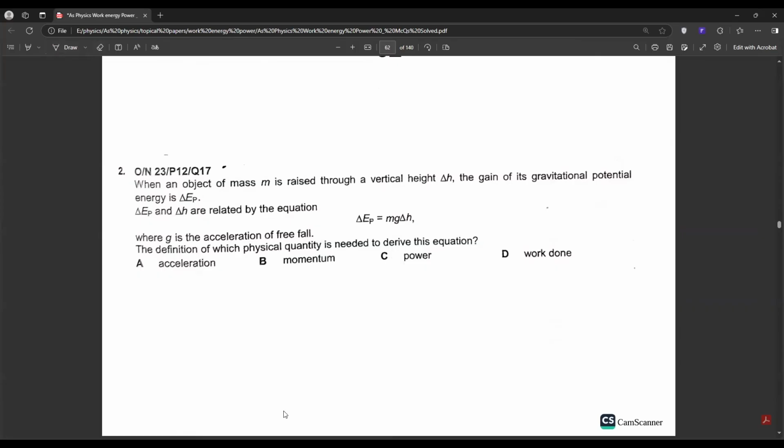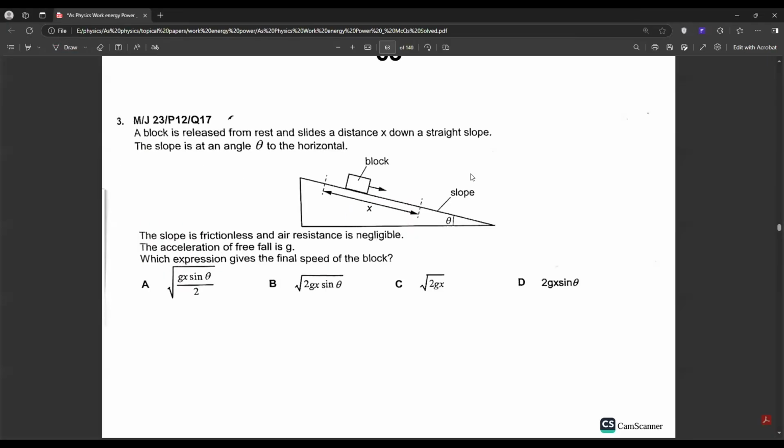Let's see this. The definition of which physical quantity is needed to derive this equation? Do you remember the derivation of this equation from the notes? We derive this equation using the formula of work done. D is your answer. Let me confirm it. Question 62 has an answer of D. Perfect. Okay, let's start with this question.